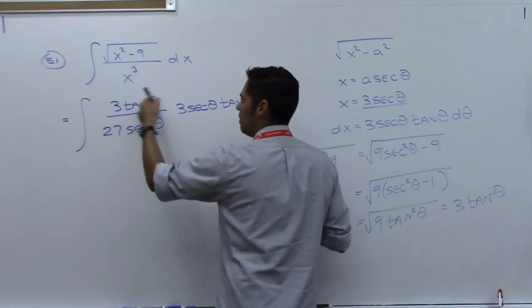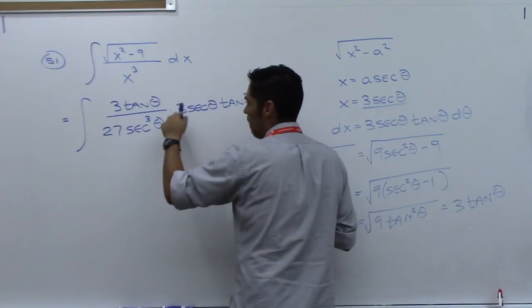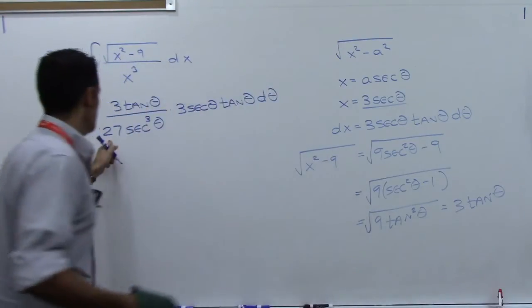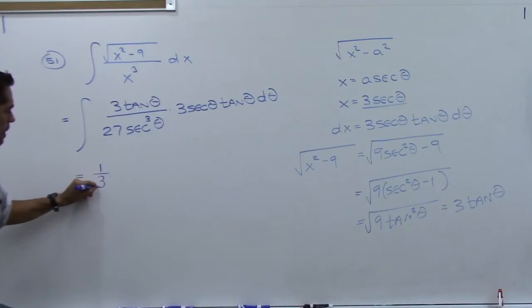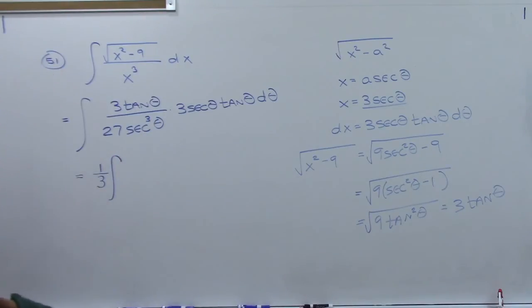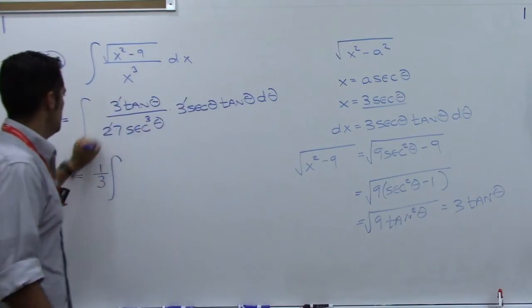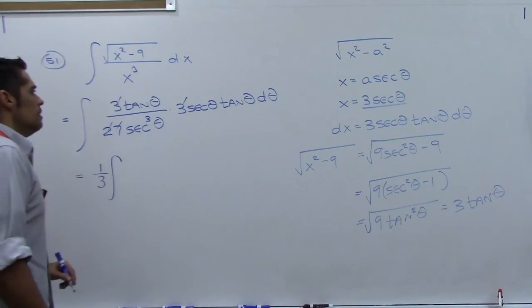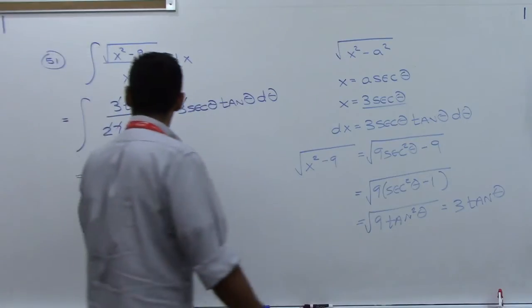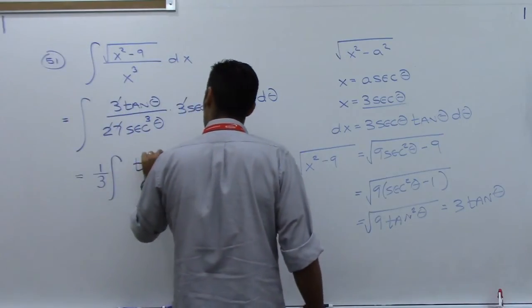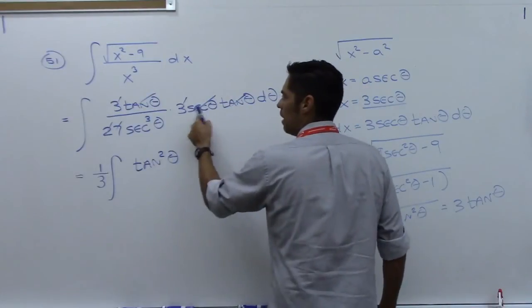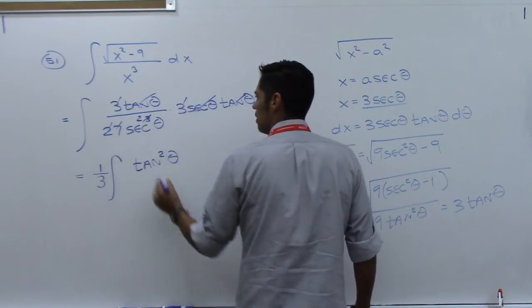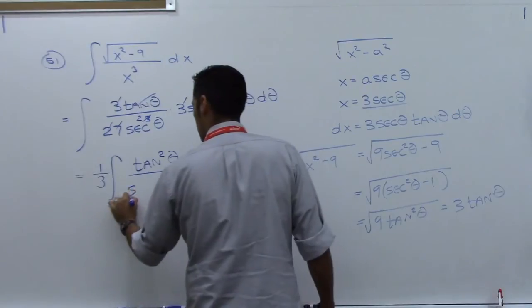And we get some canceling here, right? The top multiplies to be 9, right? 9 over 27 is 1/3, so I can take a 1/3 out. I get a tangent squared on top. And then one of my secants cancels with one of these factors, creating a secant squared on the bottom.